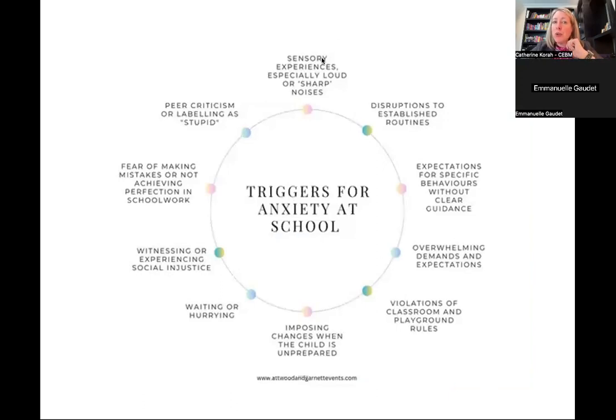Whether it is the sensory that is really loud or really overwhelming, whether it is the routine that is not adapted to their differences and that feels disruptive to them, or the expectations that are not well adapted to their differences, how maybe sometimes certain rules or regulations are not honoring inclusion and neurodiversity, that we're imposing a change on the child where they're not ready to be able to affect that change, being hurried, seeing injustices because they don't fully understand what is happening and so forth, and the fear of making a mistake, alongside peer criticism. And these are just some examples.